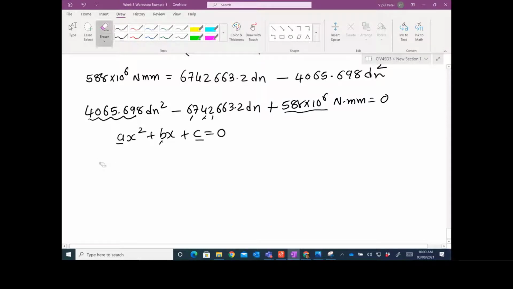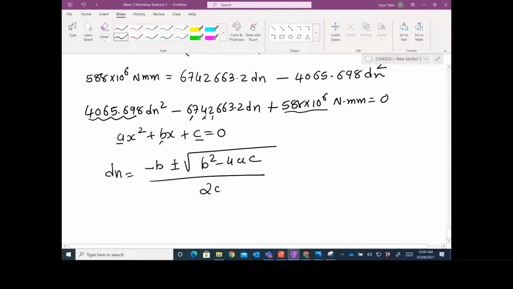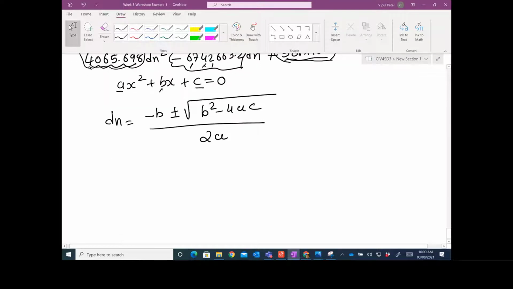So if you want to calculate this dn, you could substitute minus b plus or minus the square root of b squared minus 4ac, all over 2a, right? So you have the b value, you substitute this b squared, take away 4, you substitute a, and then you substitute this c, and over 2a. If you just substitute that, you will get dn equal to 92.33 millimeters.